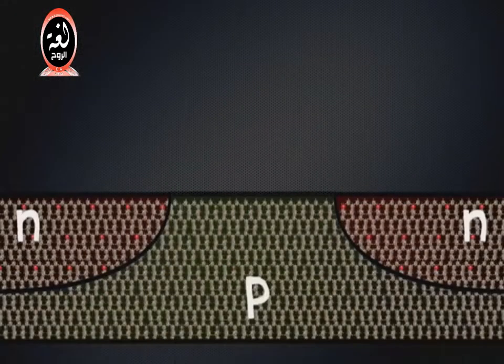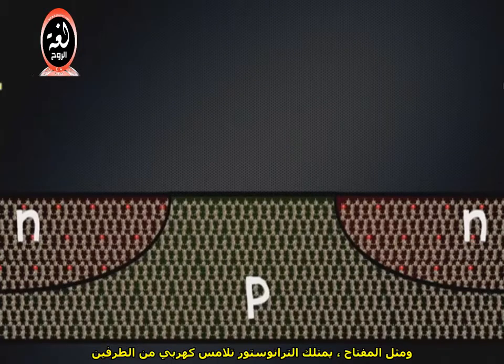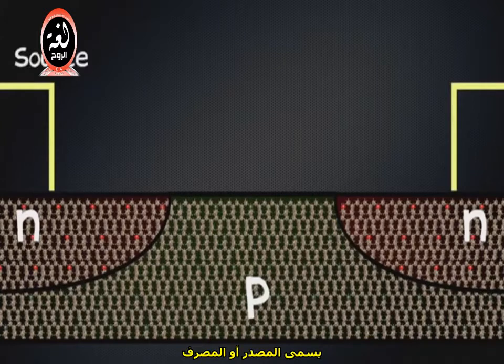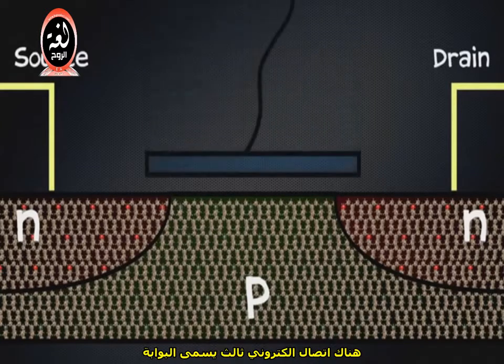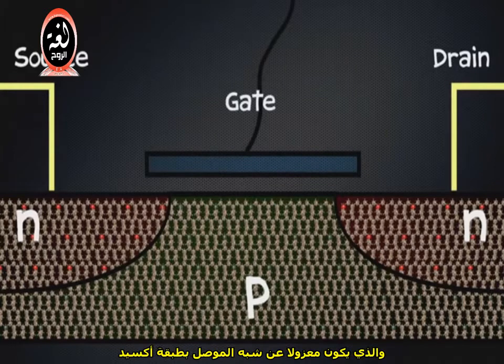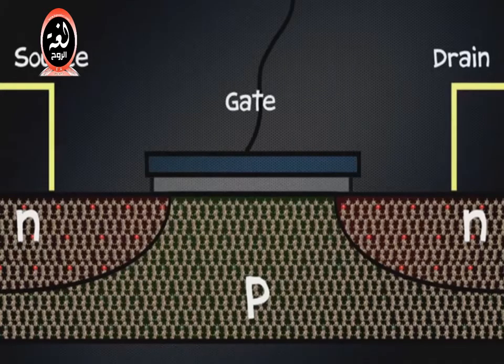A transistor is made with both N-type and P-type semiconductors. A common configuration has N on the ends with P in the middle. Just like a switch, a transistor has an electrical contact at each end, and these are called the source and the drain. But instead of a mechanical switch, there is a third electrical contact called the gate, which is insulated from the semiconductor by an oxide layer.